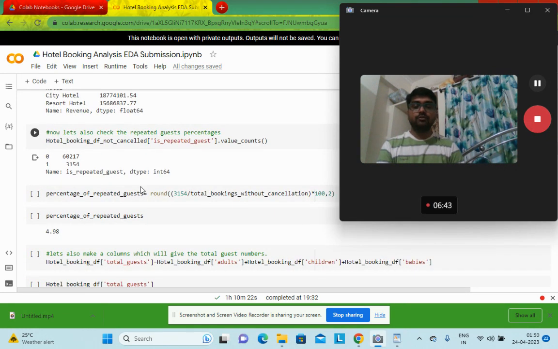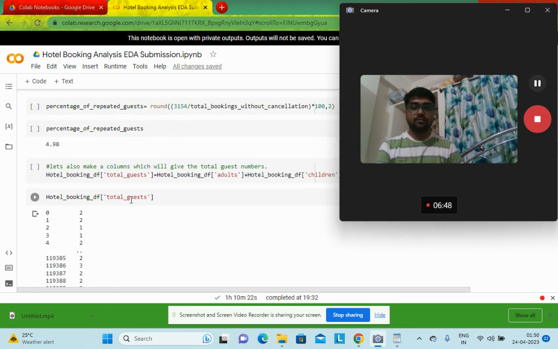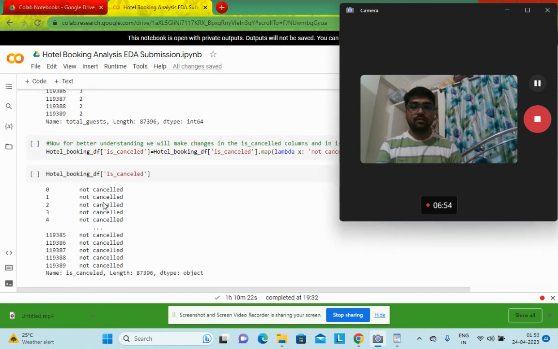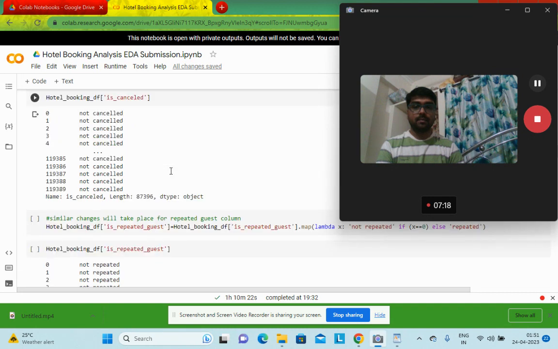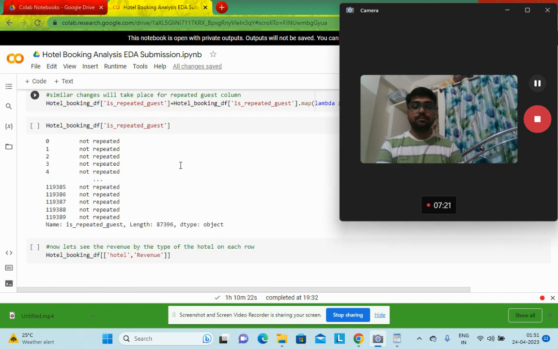Then I have checked the repeated guest percentage, which is 4.98. I also added one more column as total guest. Then I have replaced the zeros and ones in the is cancelled as well as in the is repeated column, as per the requirements, for better understanding. For example, in the is cancelled column, there were two values, zeros and ones. So zeros I have replaced as not cancelled and ones as cancelled. A similar thing has been done to the repeated guest column.